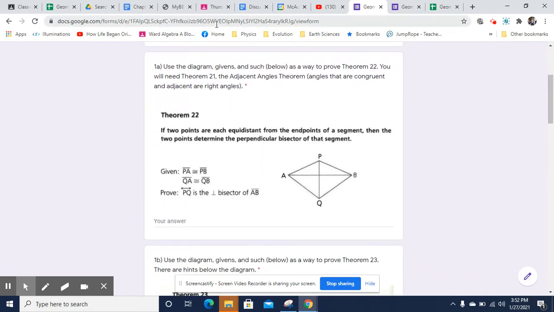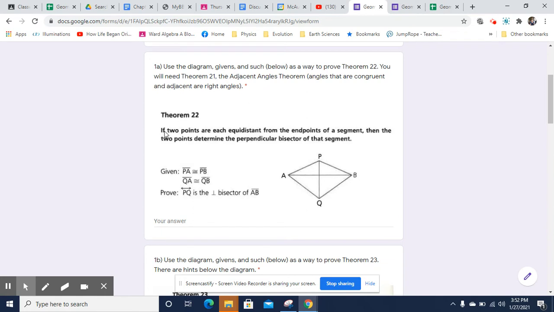So here we have 1A. Use this diagram, the givens and such below, as a way to prove Theorem 22. You'll need Theorem 21, the adjacent angles theorem, from the last Do Now and Exit ticket. That's simply the one that says angles that are congruent and adjacent are right angles. You'll probably also need CPCTC and stuff like that. Maybe some detour theorem approaches.